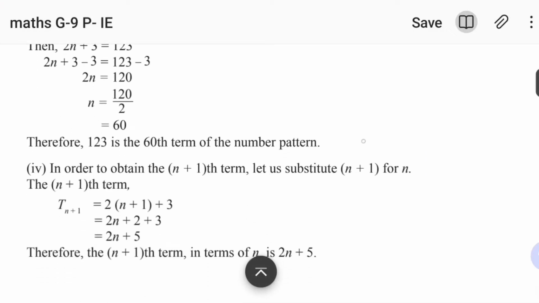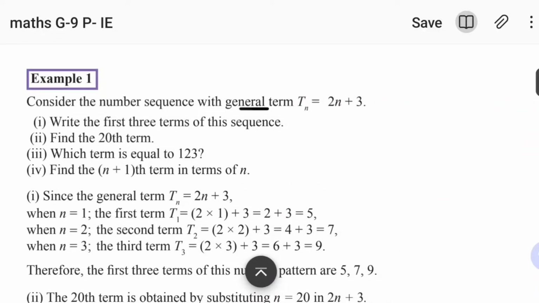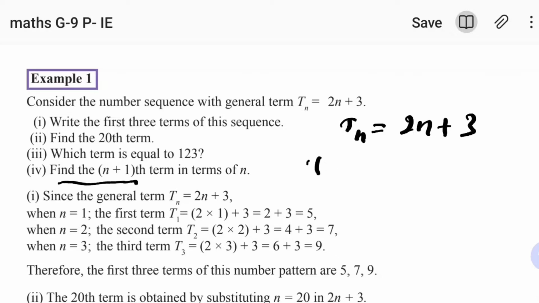So in order to obtain the (n plus 1)th term, now they are asking this question, find the (n plus 1)th term. So that's how the mathematics game plays around. Now they have given the nth term, so they are asking us the (n plus 1)th term. How do we derive that? If we know Tn is 2n plus 3, how do we derive Tn plus 1?